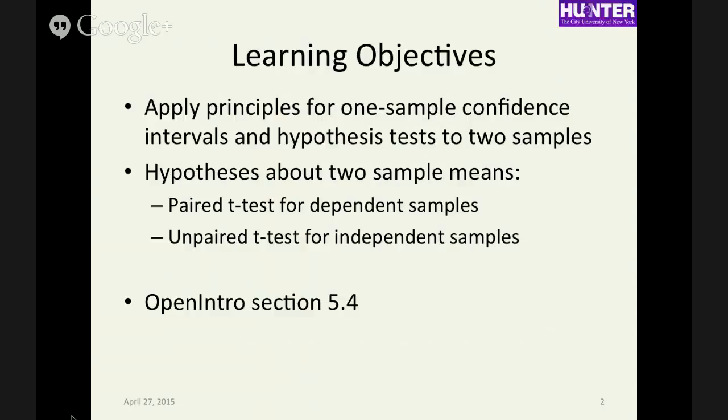So we've learned about using the normal Z distribution and the T distribution for one samples, and using the normal distribution for proportions, and we're going to continue and cover all of those things again today for two samples, as well as looking at the paired tests for dependent samples. And all of this is covered in section 5.4 of your textbook.